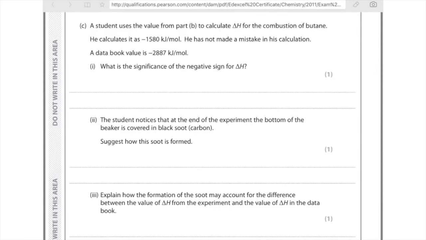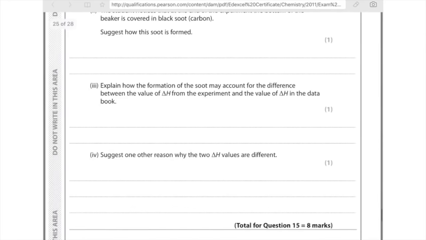The student notices at the end of the experiment the bottom beaker is covered in soot. Suggest how this soot is formed. The crucial clue at the top was that it mentioned complete combustion, so this soot must have come from incomplete combustion due to a lack of oxygen. Explain how the formation of soot may account for the difference between the delta H value from the experiment and the delta H in the data book. Well, clearly if soot's being made, we think that less heat energy is actually being made to heat the water.